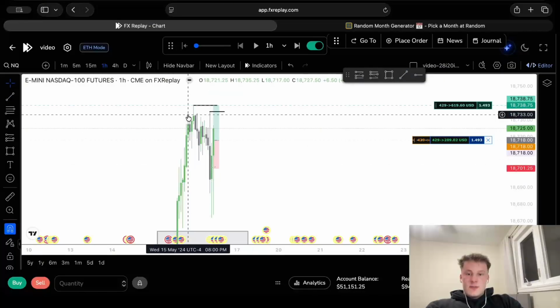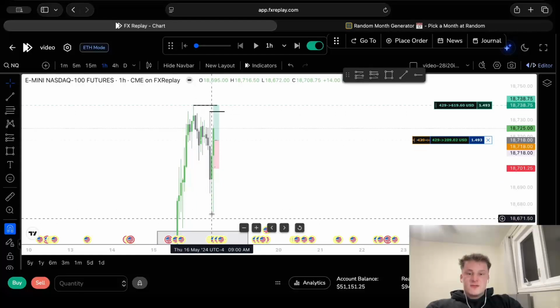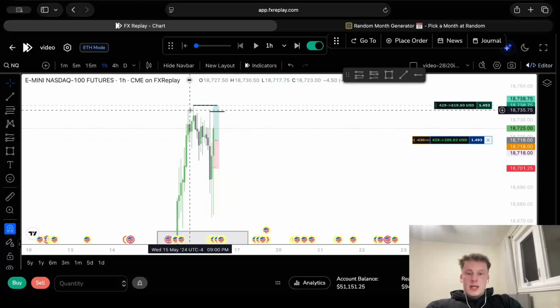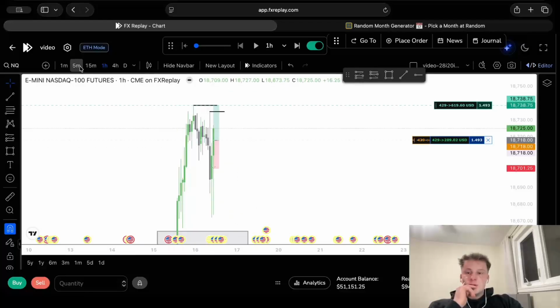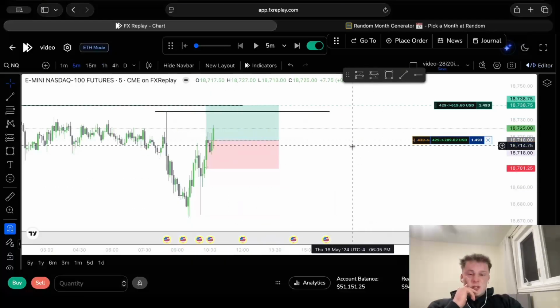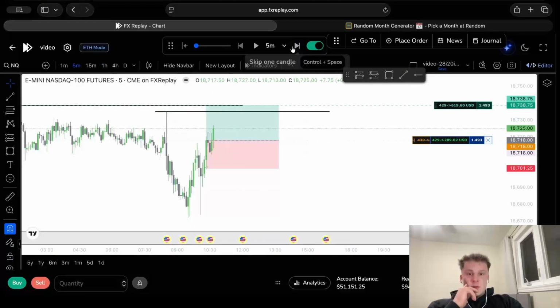Right here too, we swept this all-time high. This was an all-time high. Swept it, immediately had a massive move lower. Swept this all-time high again, and we still had a massive move lower. So ideally, I want to be risk-free on this trade, but this is still a good idea overall.